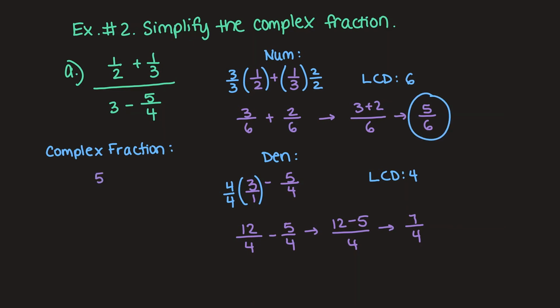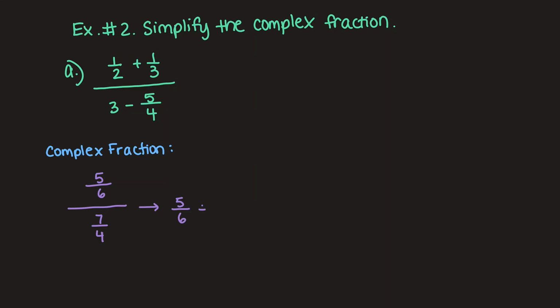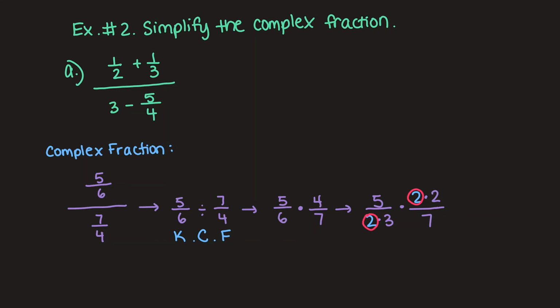We have 5/6 over 7/4, which is the same as 5 over 6 divided by 7 over 4. Now we can use our keep, change, flip rule by multiplying the first expression by the reciprocal of the second expression. It looks like we can divide out a common factor between 4 and 6. If it helps, you can write these as factors with the GCF of 2 being one of those factors. Divide out the 2, and now multiplying across, we get 10 over 21 as our answer. So this is what our complex fraction simplifies to.